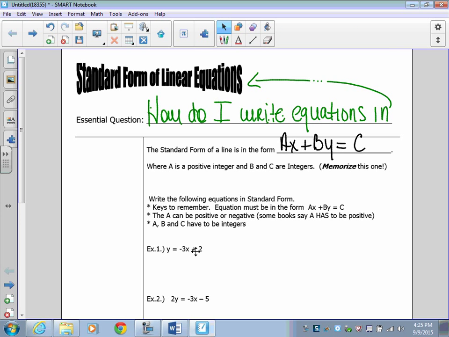where a is a positive integer and b and c are integers. We need you to memorize that. What does that mean? A is a positive integer. That means a is a whole number, b and c can be negative.